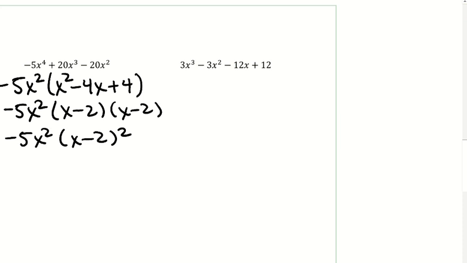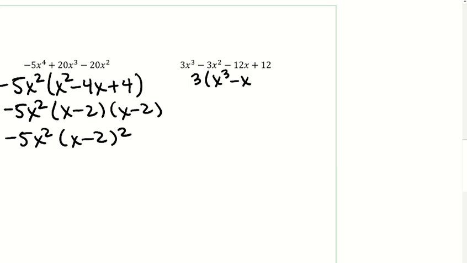Okay, next we've got this one, 3x to the third minus 3x squared minus 12x plus 12. If you see 4 terms, the only way we're going to be able to factor that is by group and factor. That's a fact for this course. So what I'm going to do is say what's common to all 4 terms. I think I'm seeing 3 at least in all 4 of these. So I'm going to factor out a 3.